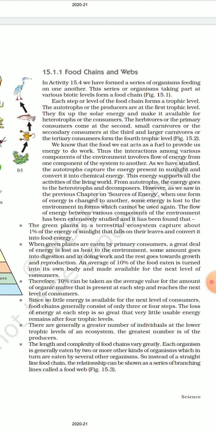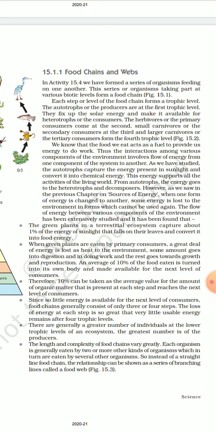The flow of energy between various components of the environment has been extensively studied, and we'll be studying it further. What has been found is that the green plants in a terrestrial ecosystem capture about 1% of the energy of the sunlight that falls on the leaves and convert it into food energy. This is what has been seen in all the studies conducted on the flow of energy from one component to another.